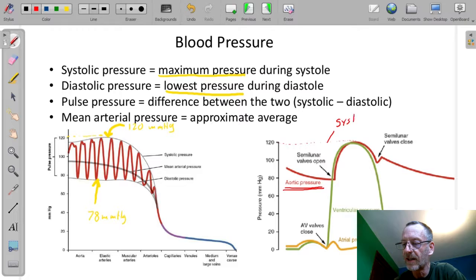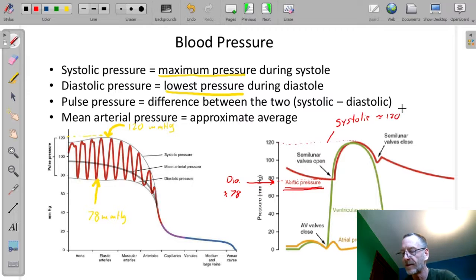So this is our systolic. And our minimum pressure in the aorta is right about here. So there is our diastolic again, and it's about 78. And systolic is approximately 120. So different ways of looking at it. And we've seen this figure before. Okay, let's go to a couple other terms on this slide.